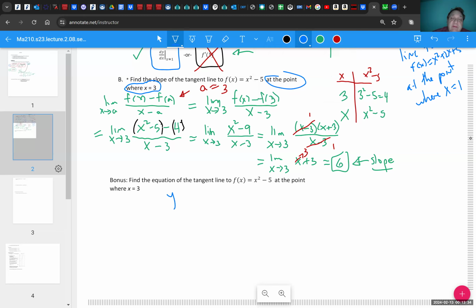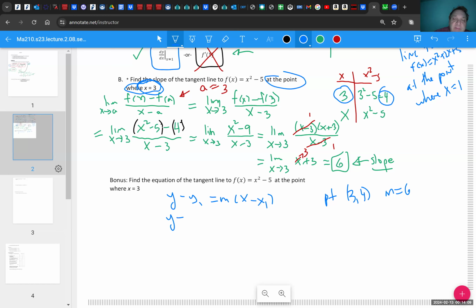I'm going to use the y minus y1 equals m times x minus x1 version. We need an xy point for this. We need to use the number 3 because that's our objective, right? We want to know what happens when x equals 3. And we know when x equals 3, the y is equal to 4. So we have a point 3 comma 4, and we have a slope equal to 6. And so I can just plug that in.